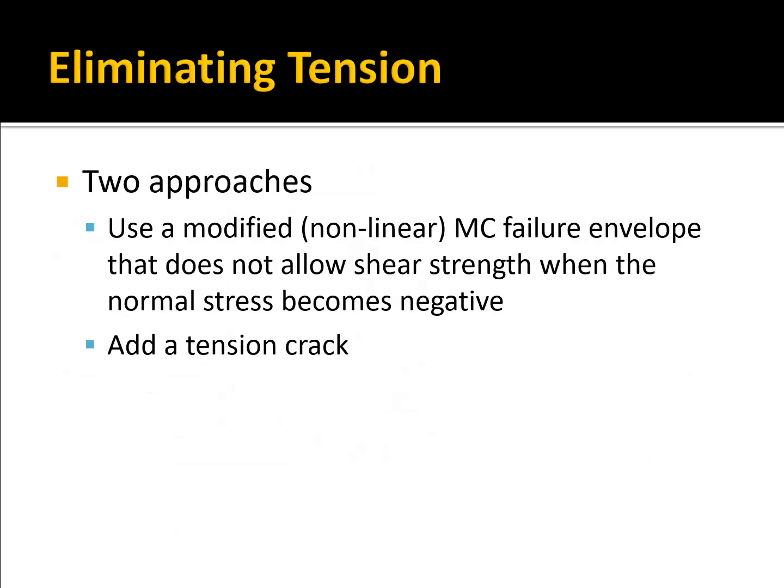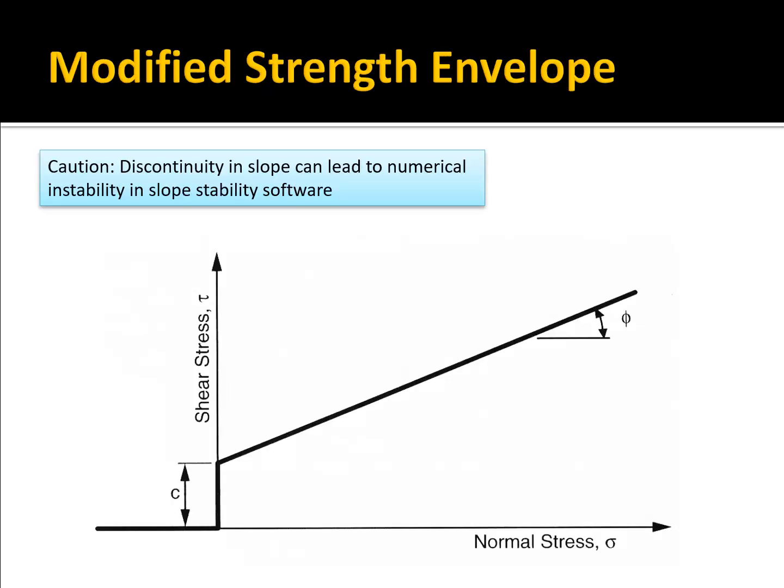All right, so how do we go about eliminating tension? There are a couple of very simple ways to do it. One is use a modified nonlinear Mohr-Coulomb failure envelope that does not allow shear strength when the normal stress becomes negative, or we can add a tension crack.